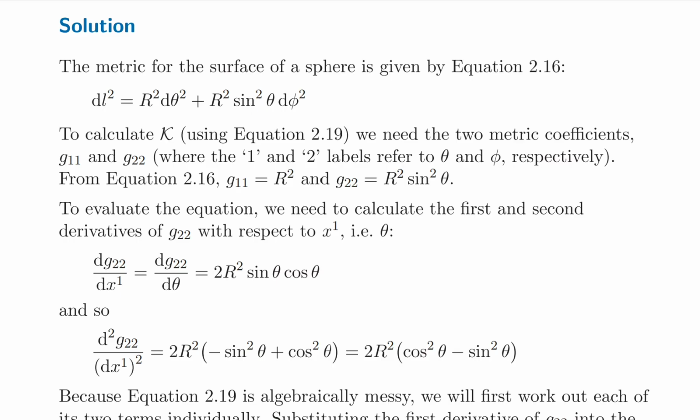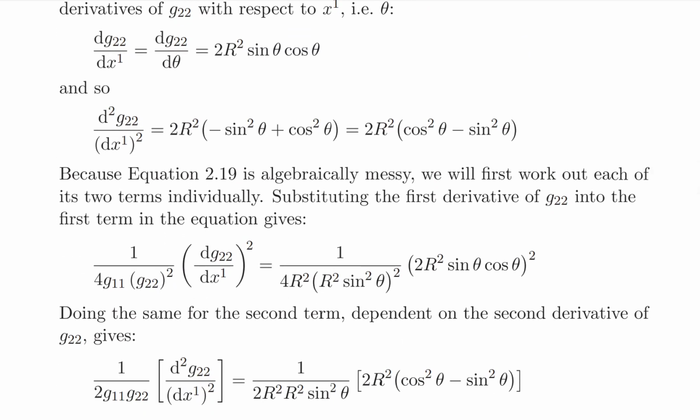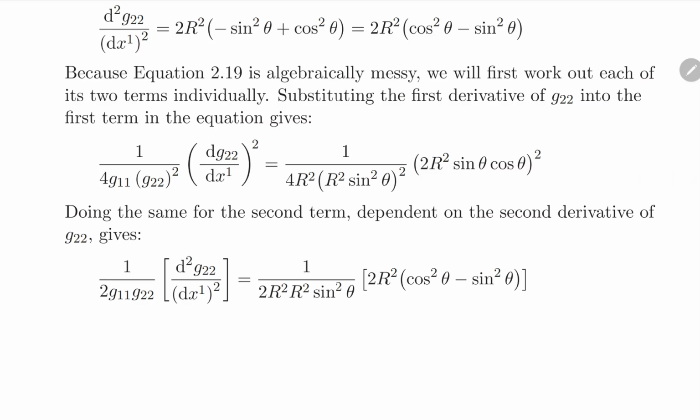dG22 over dx1 equals dG22 over d theta, which equals 2r squared sine theta cos theta. And so for the second derivative, we get 2r squared in brackets cos theta squared minus sine theta squared. Because equation 2.19 is algebraically messy, we will first work out each of its two terms individually. Substituting the first derivative of G22 into the first term in the equation gives that. Doing the same for the second term, dependent on the second derivative of G22, gives this.